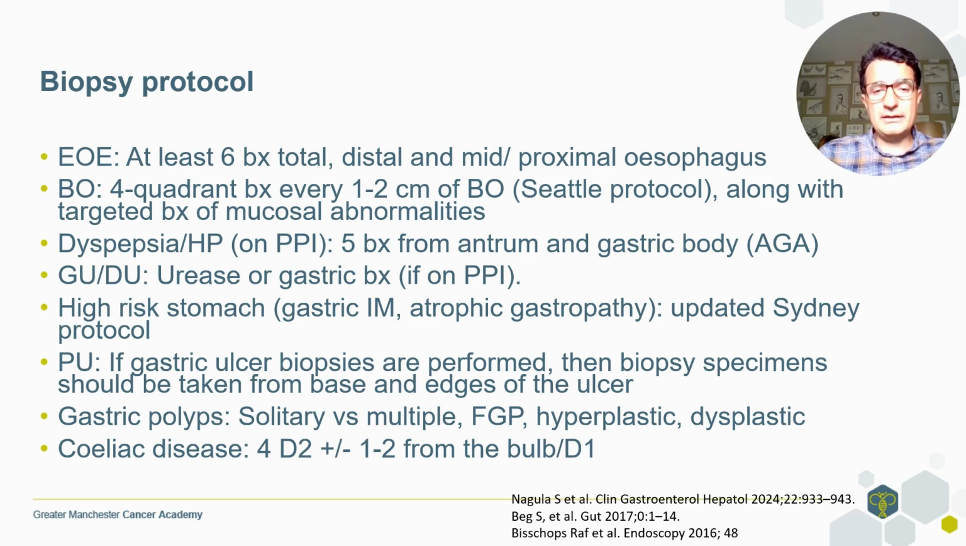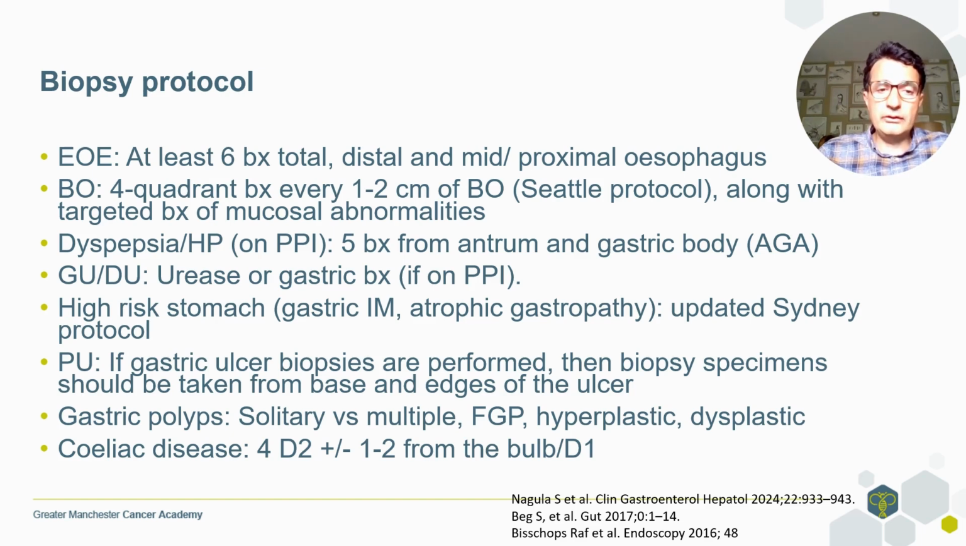Essentially this is the updated Sydney protocol biopsies, which also is useful when you have a high-risk stomach, when there's suspicion of gastric intestinal metaplasia or atrophic gastropathy. So updated Sydney protocol biopsies are required. For gastric ulcers or duodenal ulcers, urease test is necessary, or if patients are on PPI, gastric biopsies.